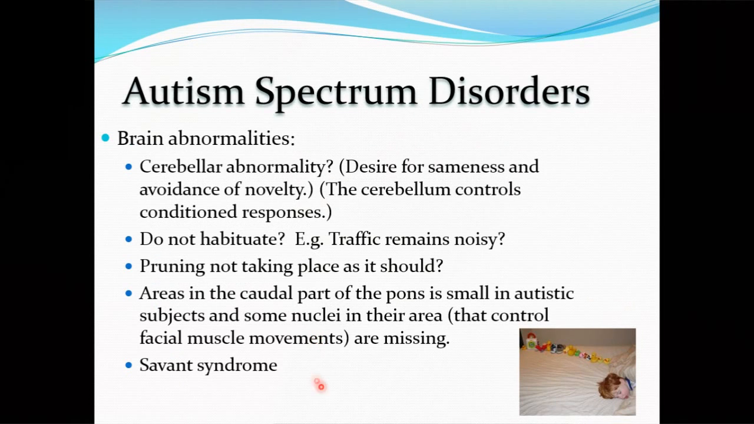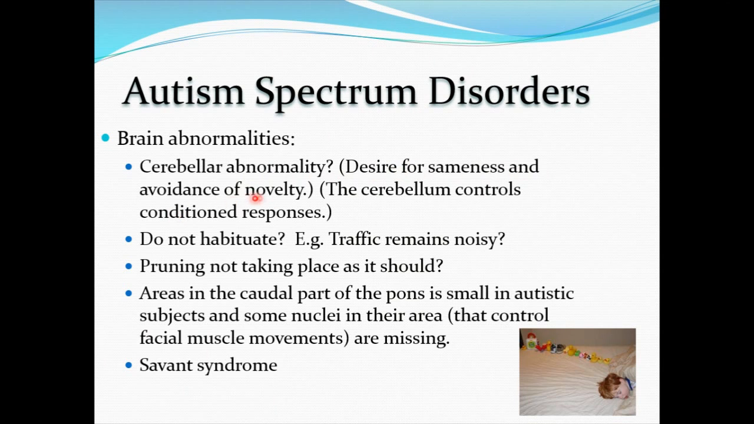Okay, here's a note on autism spectrum disorder. You can see from all the question marks here that there's still a lot of uncertainty about autism. I think it's one of those fields where there's a lot of research going into it, but not a lot of answers yet. But there's possibly a cerebellar abnormality in people with autism. This might explain the desire for sameness and avoidance of novelty, because the cerebellum controls conditioned responses. It might be that children with autism can't habituate.